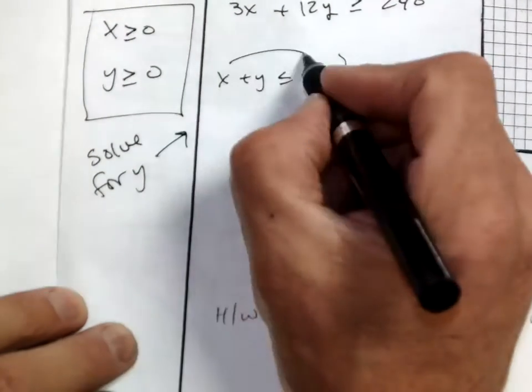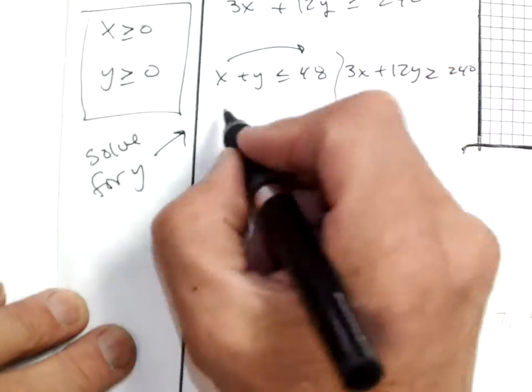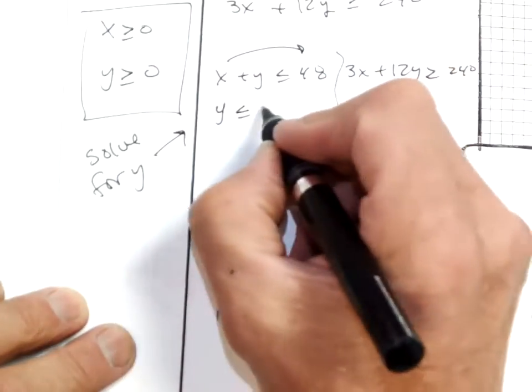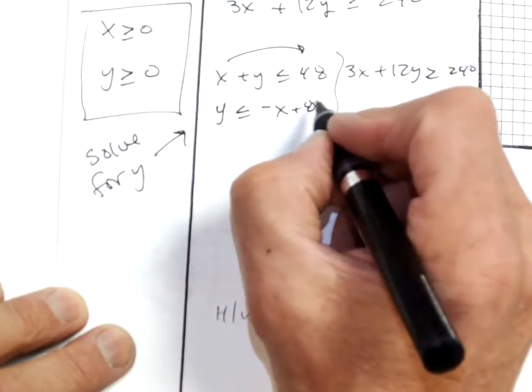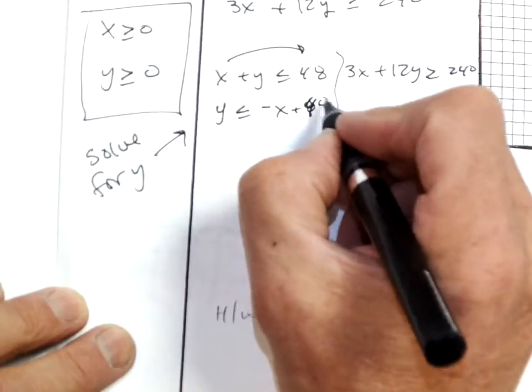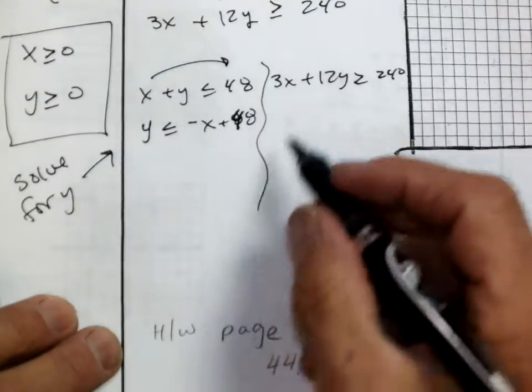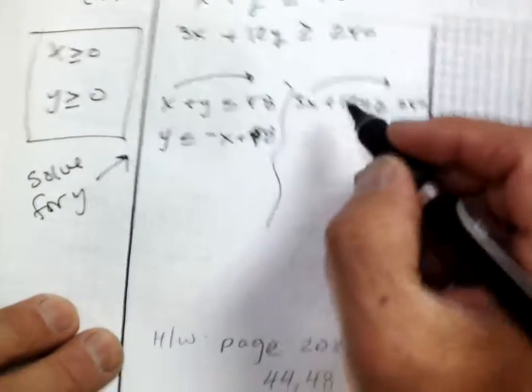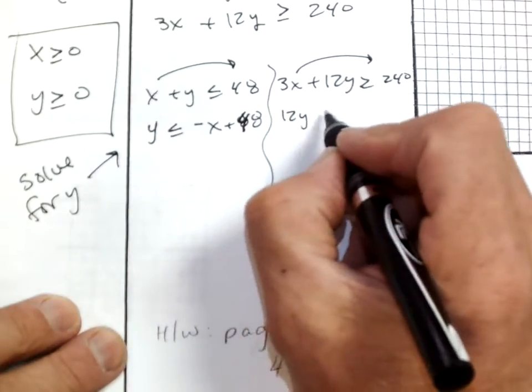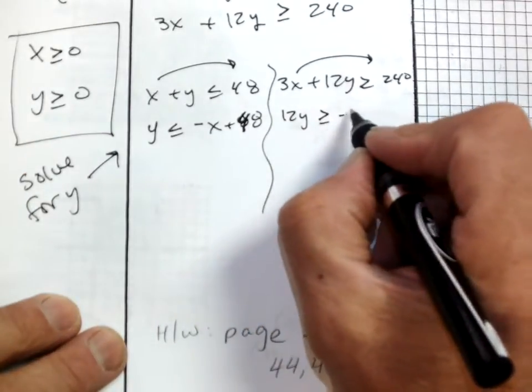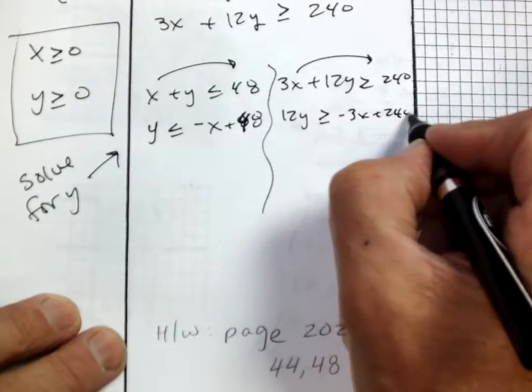I'll bring over the x, right? I'll subtract it. y is less than or equal to negative x plus 48. Oops, that's a 48, sorry, so sloppy. That's ready to go. This one, bring over the 3x. We'll have 12y is greater than or equal to negative 3x plus 240.